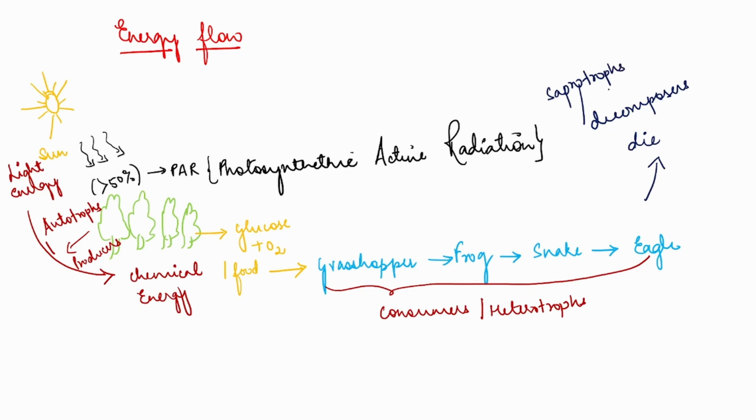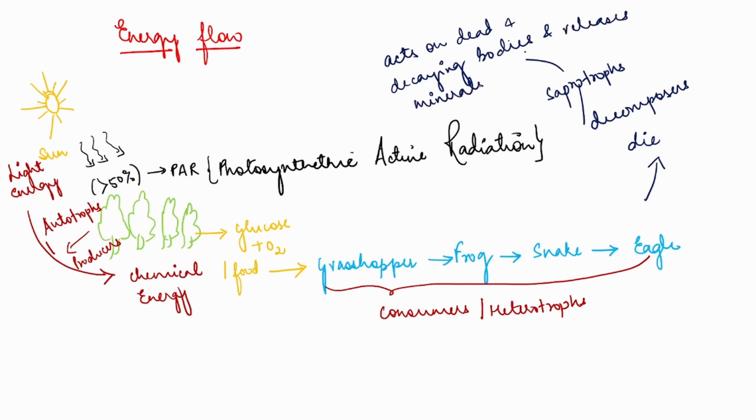Saprotrophs, right? So what they do, they act on dead and decaying bodies and release minerals back to the plant and soil. Clear? So this is the cycle which keeps on happening. If plants stop producing food, then the entire flow will be stopped. Got it?